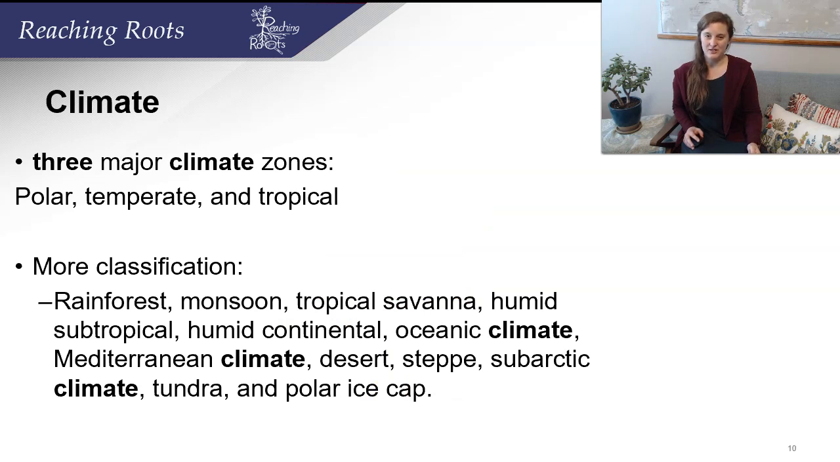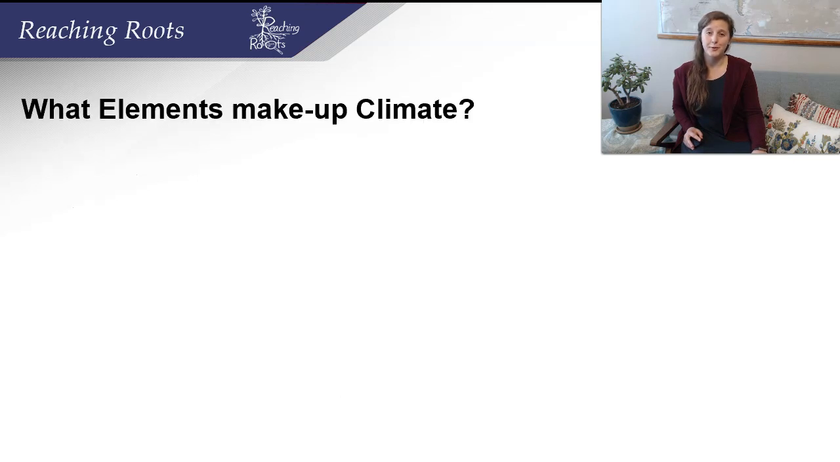There are different climate zones. The most basic levels would be polar, very cold, temperate, and then tropical. Tropical meaning very close to the equator. There are other classifications that we're not going to go into right now, but that you should know about, like rainforest, desert, tundra. These are things that you've heard of. So different plants are adapted to these different climatic regions, and knowing which region you're in and your specific climate is helpful for choosing the right plant for you.